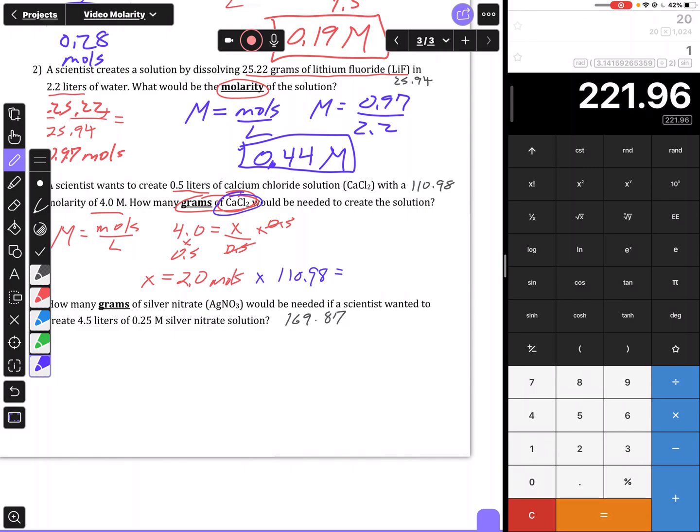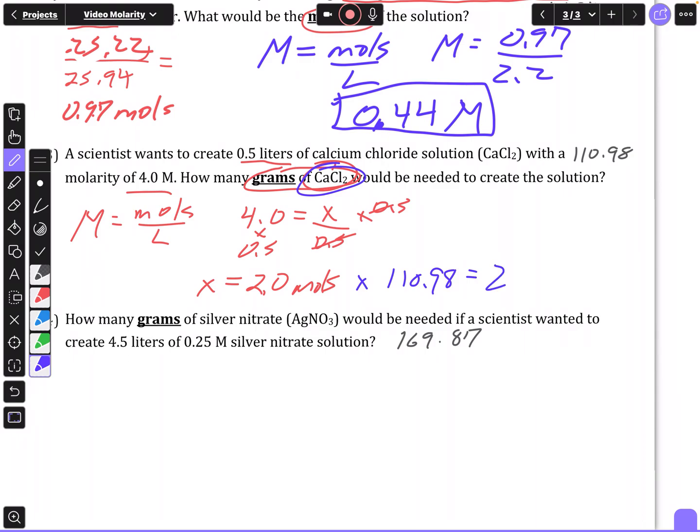And that gives me 221.96. My units would be grams, and that would really be grams of CaCl2. So if I'm given grams in the beginning, I have to convert it to moles for it to work in my equation. If I'm asked to solve for grams, I have to first find my moles using my molarity equation and then multiply by the molar mass to get the grams.